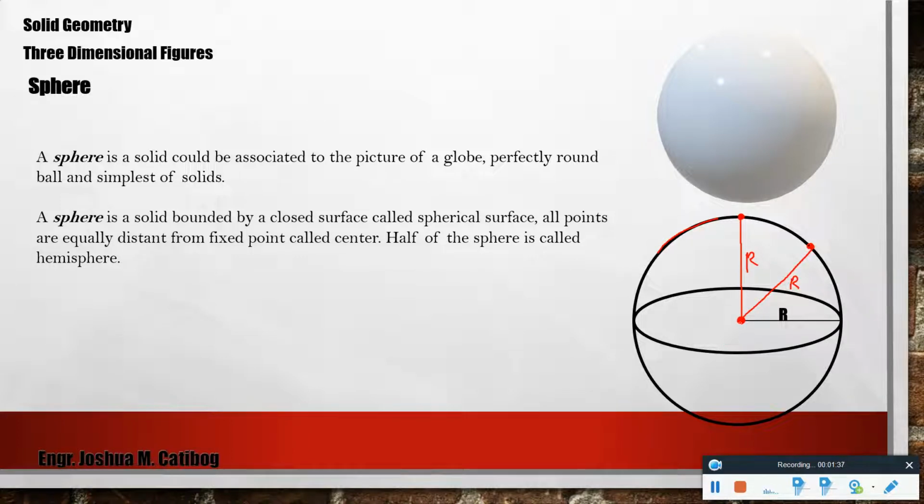Sir, how about sa may harapan po? Let's say ito po yung ating R. Okay, so this is also the radius. Okay, so basically guys, sir, bakit po parang mas maikli po itong ating nasa harapan? So depende lang po kasi sa angle ng pagkakatingin natin. So somewhere po, pagka dito po siya po ay radius pa din po. Okay, so sabi po dito, all points are equally distant from the fixed point called the center. So when we say hemisphere naman guys, ano po ito? Ito po yung kalahati ng ating sphere.